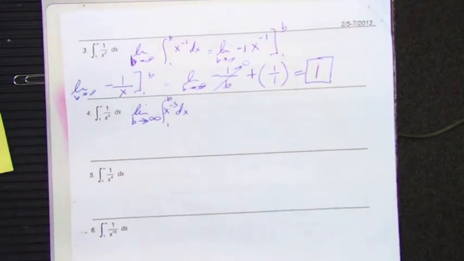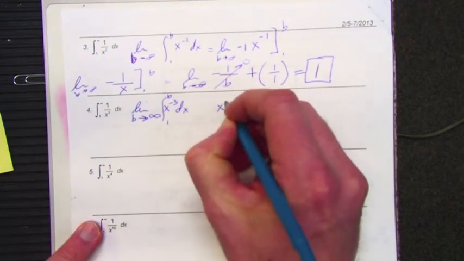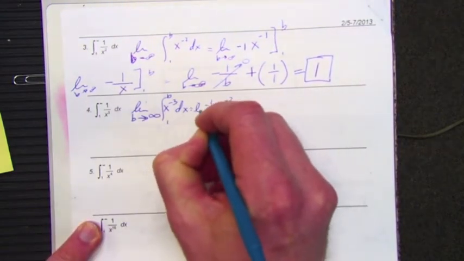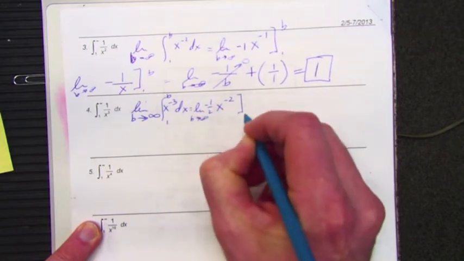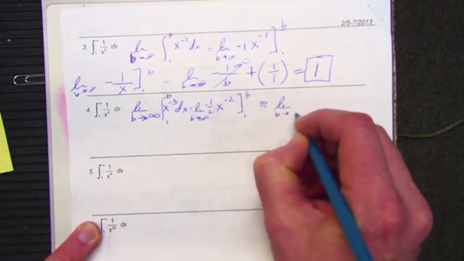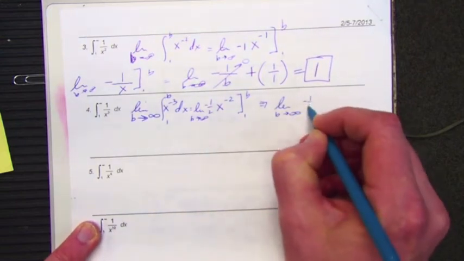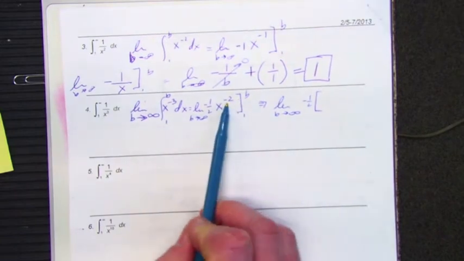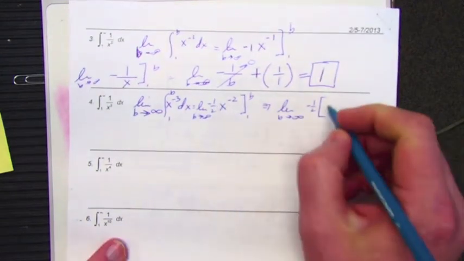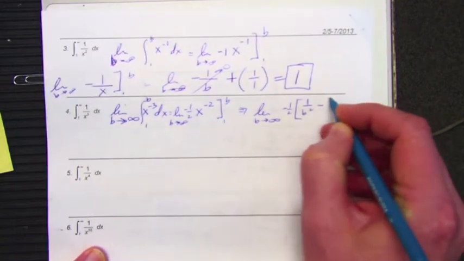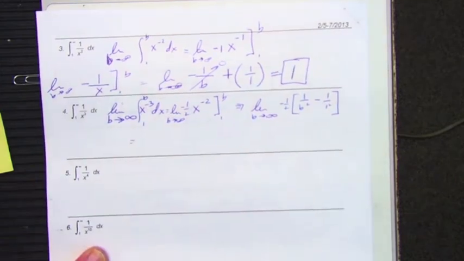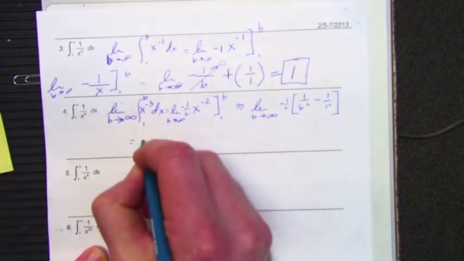What is the antiderivative of x to the negative third? X to the negative second, and what goes out front? Negative 1/2. I still have my limit in front, going from 1 to b. So as b goes to infinity, I'm going to take that negative 1/2 and put it out front. In the bottom it's going to be b squared, so I write 1 over b squared minus 1 over 1 squared. Yes, the numbers are right. So I get negative 1/2.